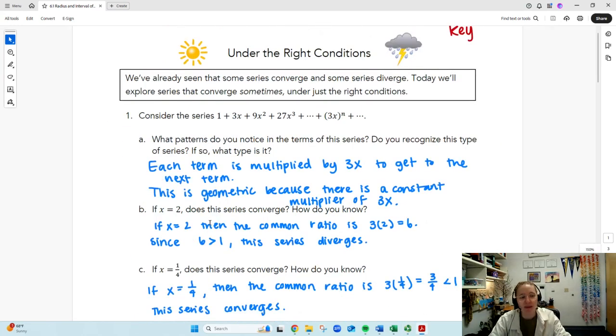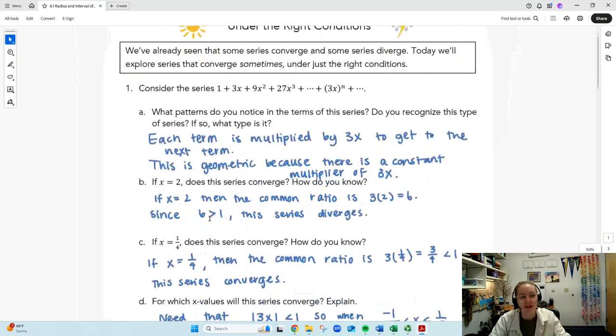But it really does depend on those x values. If I do an x value of 2, and I look at my common ratio, it's going to be bigger than 1, so my series diverges. But if I look at an x value of 1/4, then my common ratio becomes 3 times 1/4, or 3/4, so my series converges. So there are some values that my series will converge for and some values that it will diverge for.